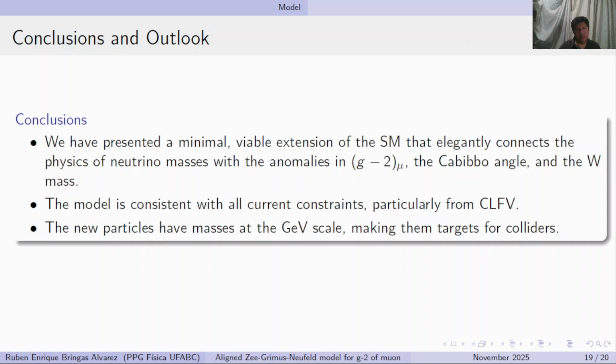These are the particles that we need to correct g-2. Okay, but these particles could maybe be targets for experiments at colliders. And that is all that we wanted to say about this opportunity.